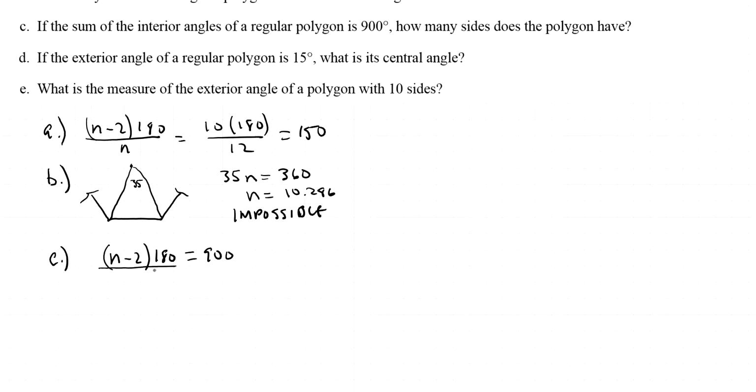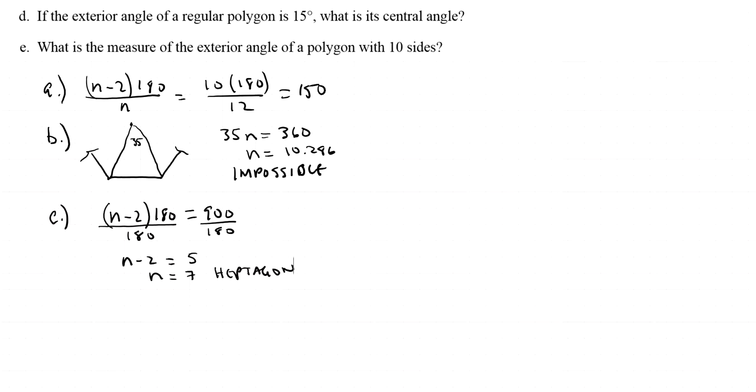Okay, so then here we would divide by 180, divide by 180, and then we'd get n minus 2 equals this. So using the calculator, 900 divided by 180 is 5. Add 2 to both sides, so we get n is equal to 7. And you may not know this, but this is called a heptagon.